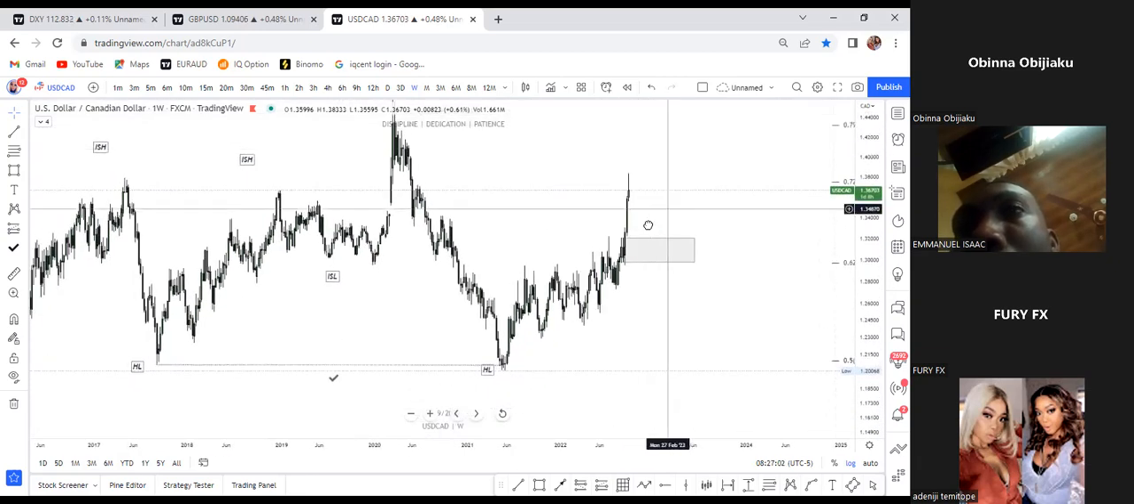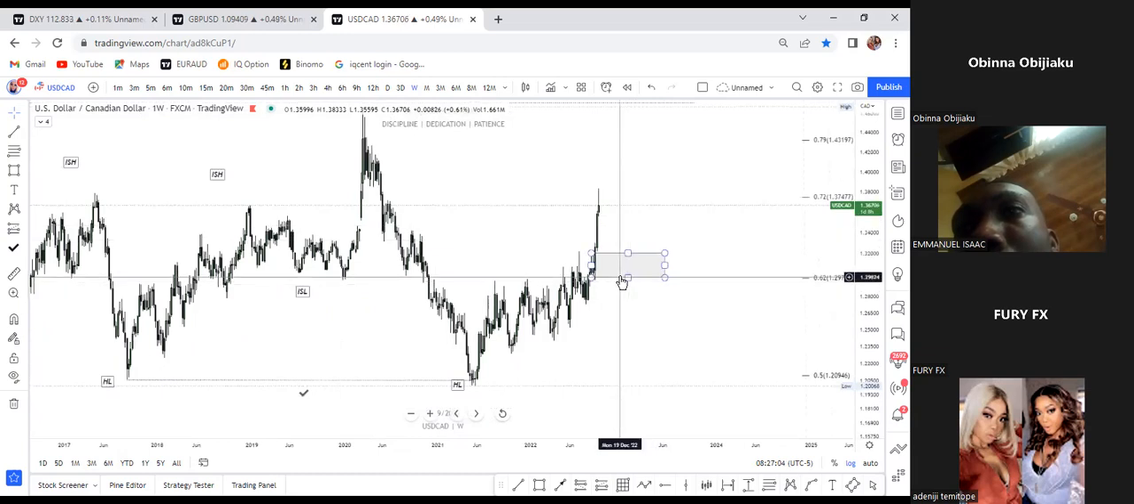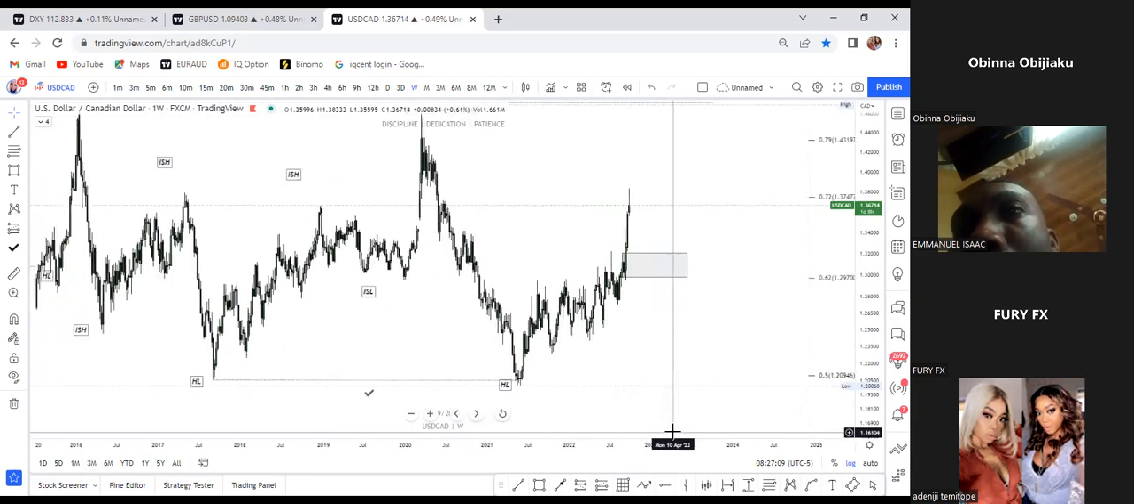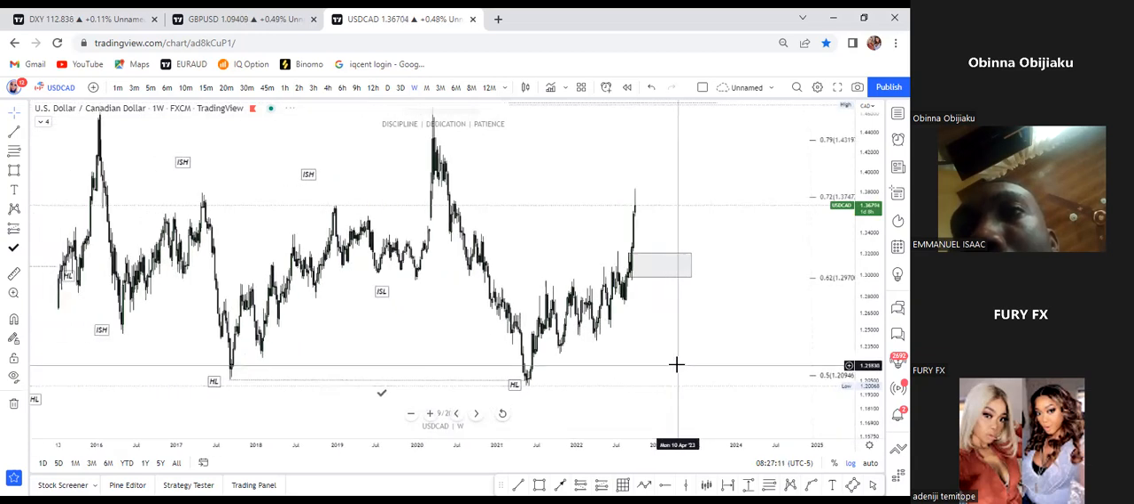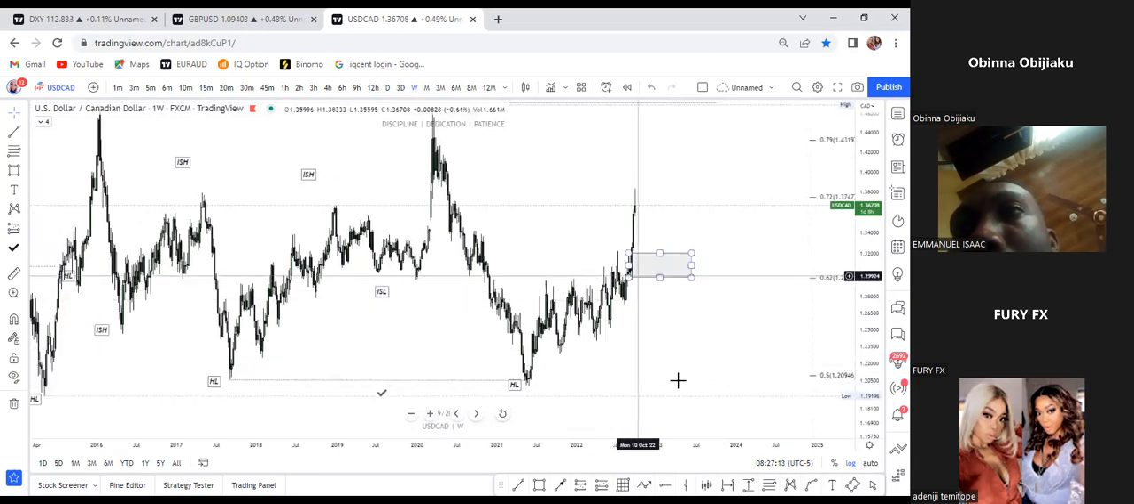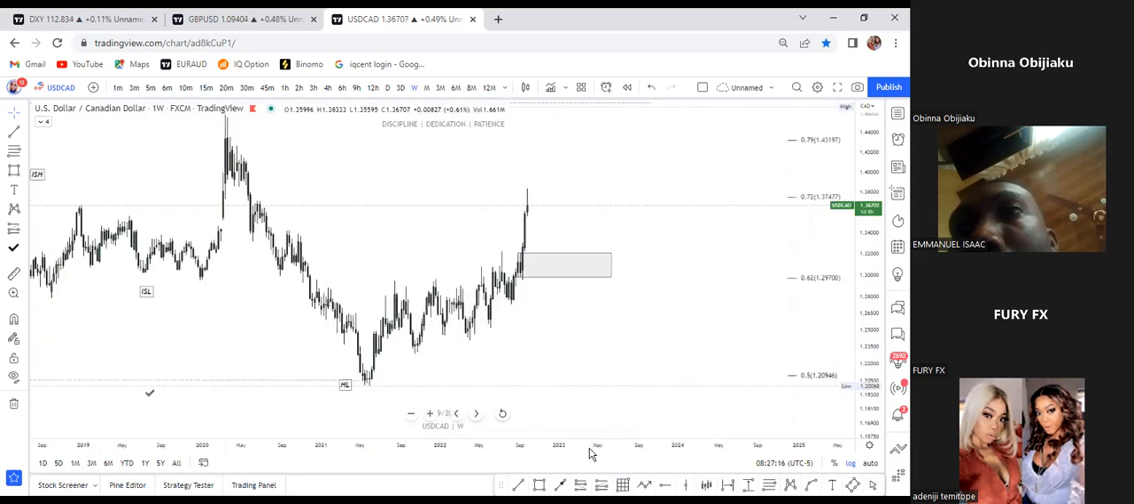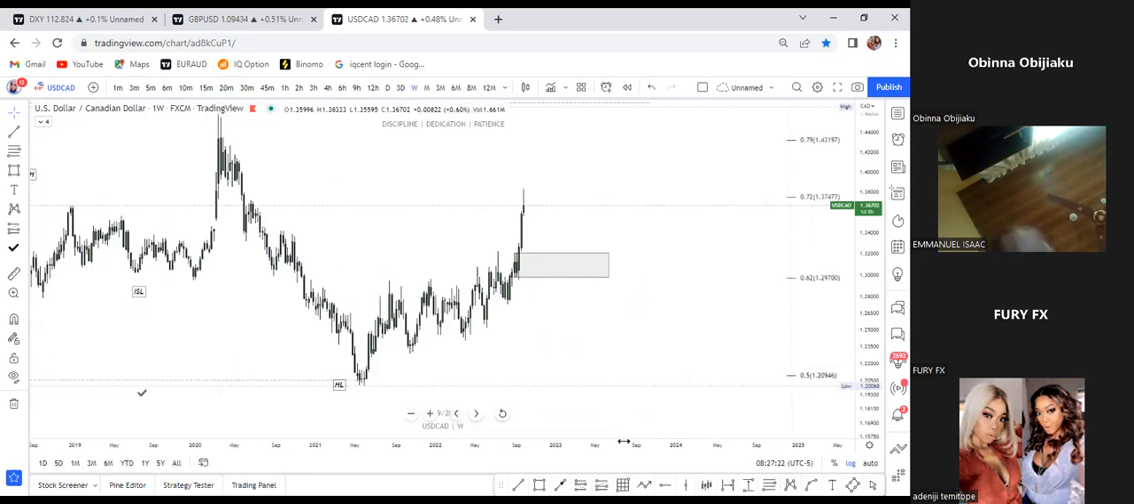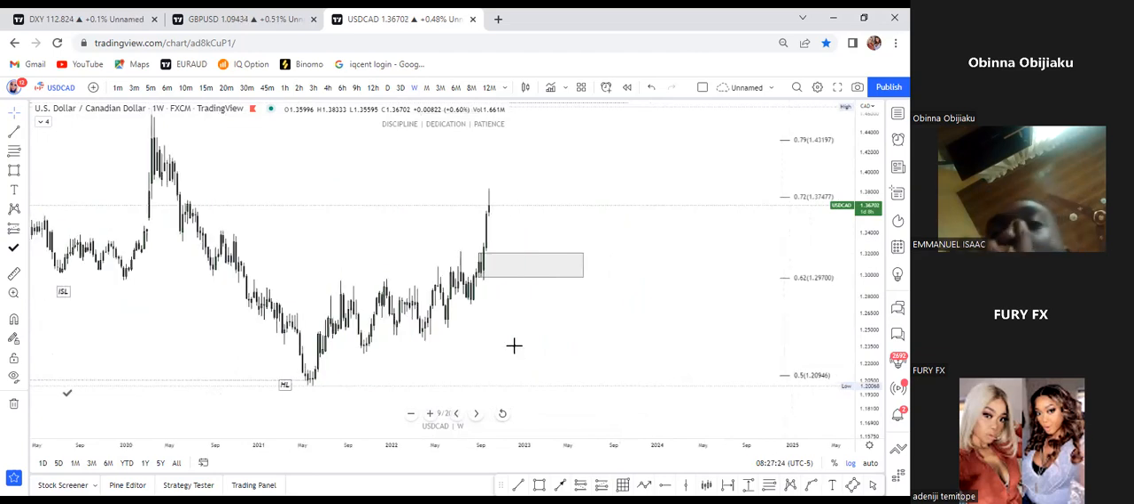For them to give you an opportunity to join in, this is the zone I'll look to join in. If they don't give it, then I don't have a trade. USD cad is fragile. You cannot buy right now, except they give you a discount price. At the same time, you cannot sell it right now. It's risky. They might decide to just continue going up all the way and not give you an opportunity to join in. So in a bullish trend, that brings me to the next topic.